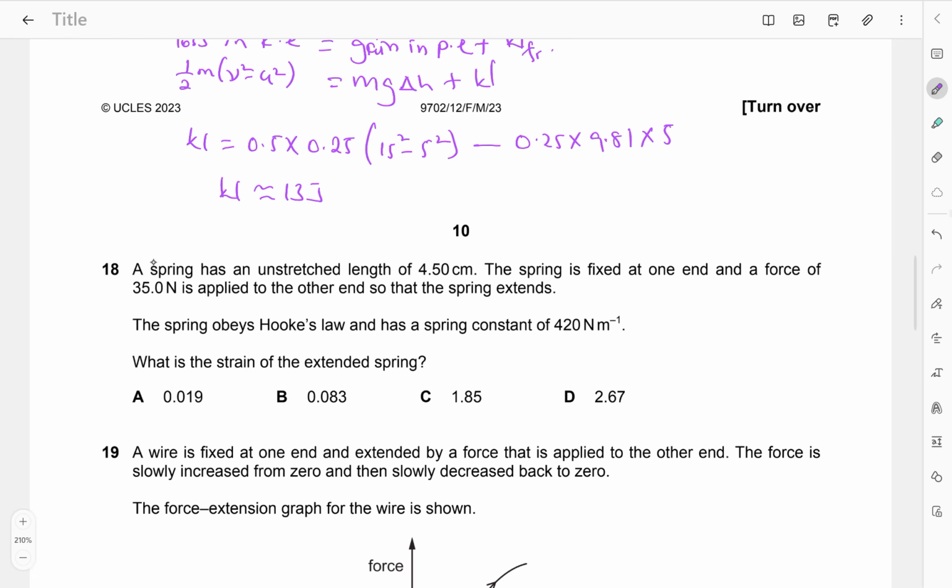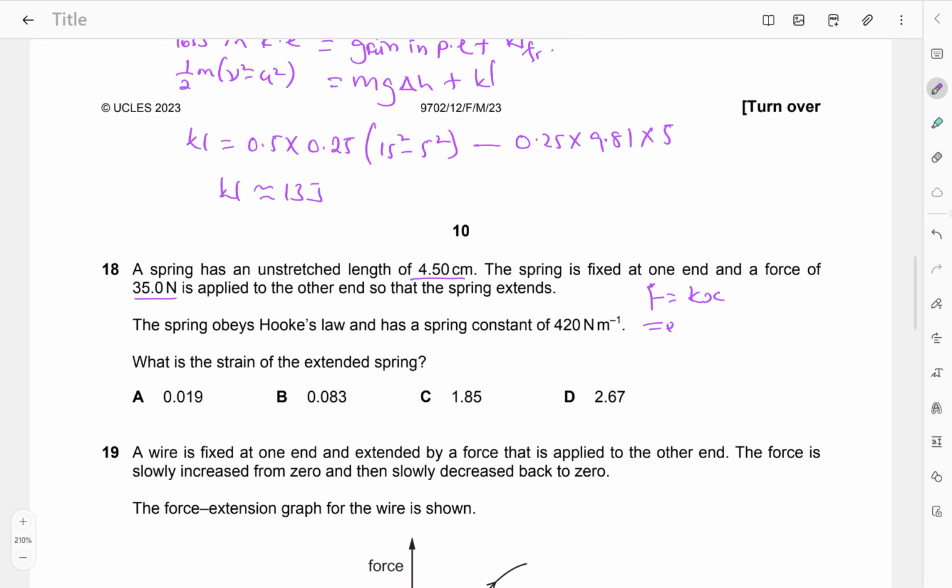A spring has an unstretched length of 4.5 centimeters. The spring is fixed at one end and a force of 35 newtons is applied to the other end so that the spring extends. The spring obeys Hooke's law. If it obeys Hooke's law, we can get the extension from Hooke's law. Force is equal to kx.